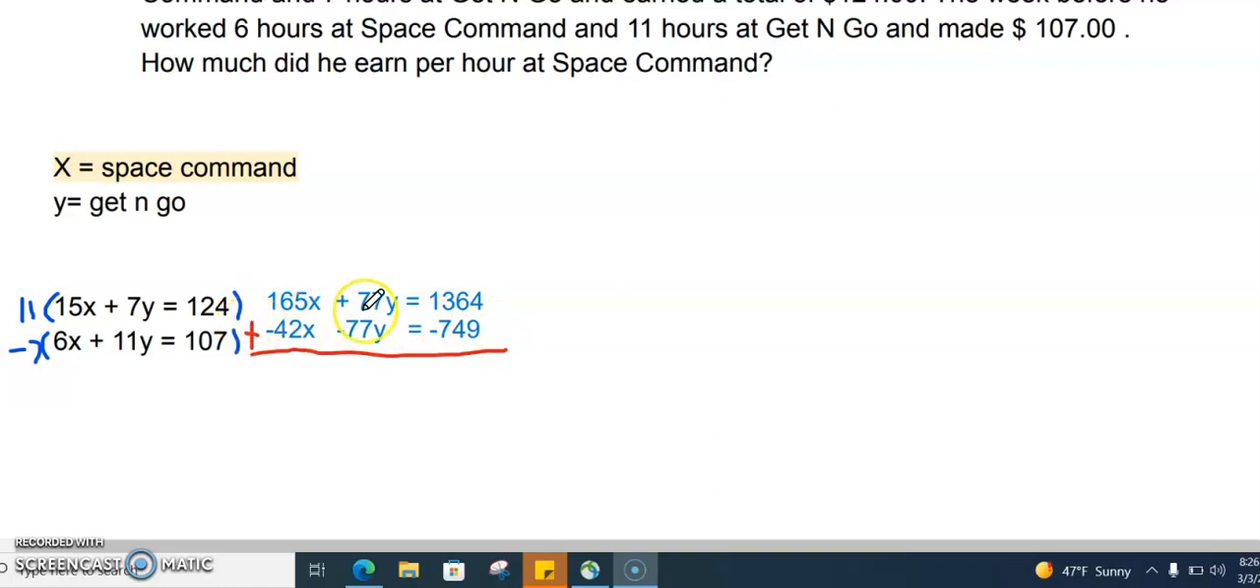Now I just have to add these together. My 77y and my -77y will eliminate. So now I just have to do 165 minus 42. And I get 123X, and then 1,364 minus 749 equals 615.